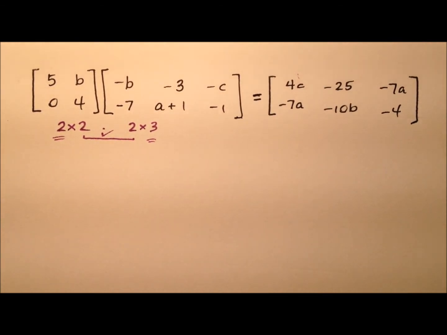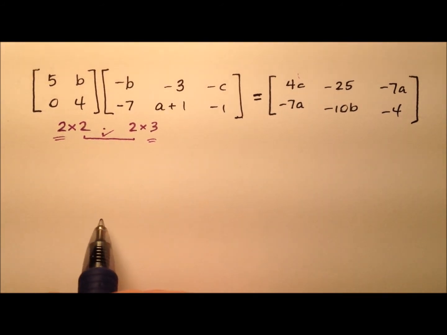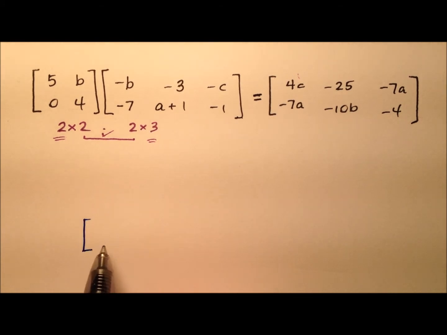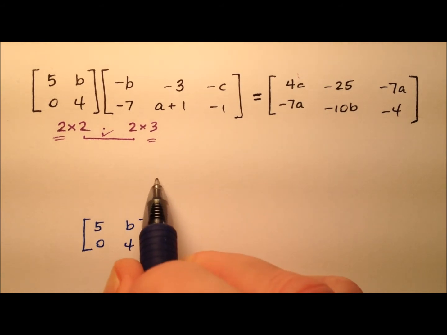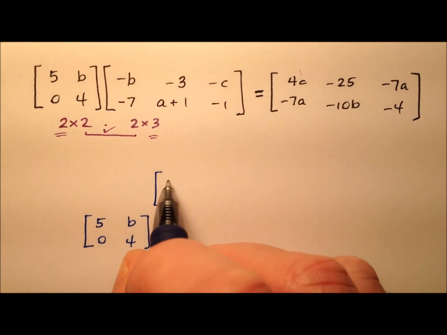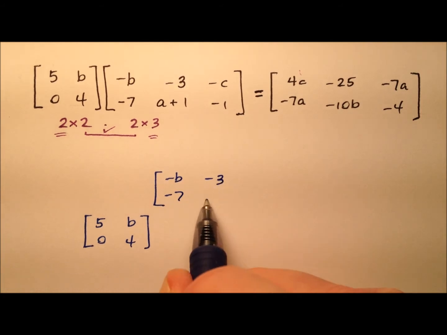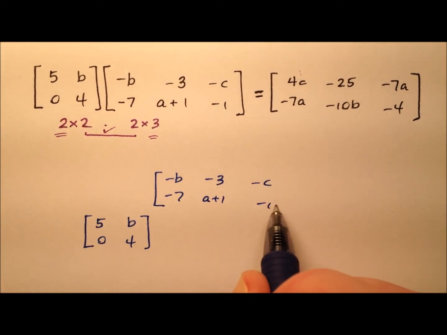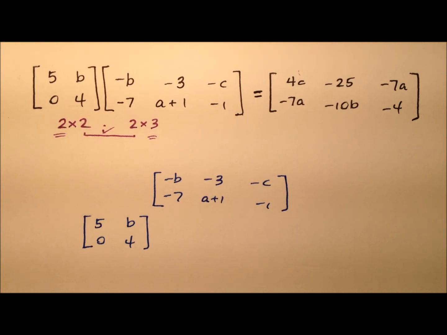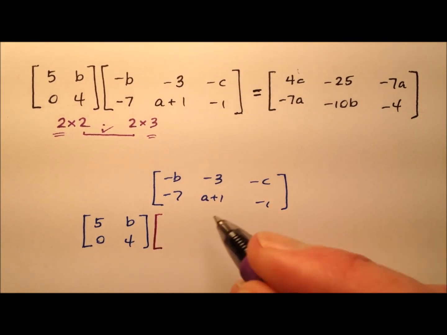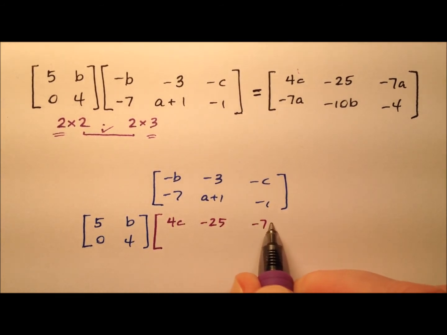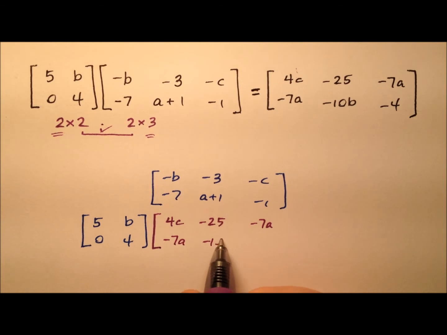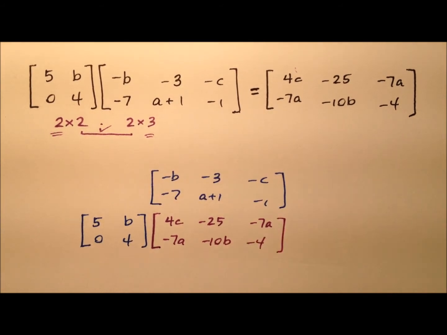Okay, so let's go ahead and set up this multiplication, and look through what this is going to look like. I'm going to rewrite this down here as 5, 0, b, 4. And then what we're multiplying it by was negative b, negative 7, negative 3a plus 1, negative c, negative 1. And of course, that product is going to go right here where we have the 4c, negative 25, negative 7a, another negative 7a, negative 10b, and negative 4.